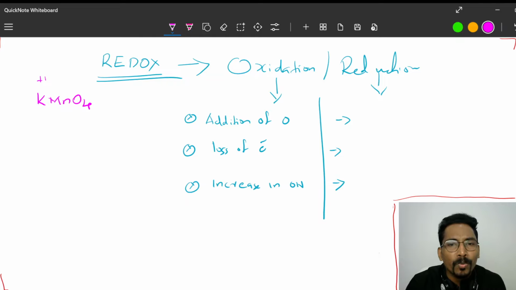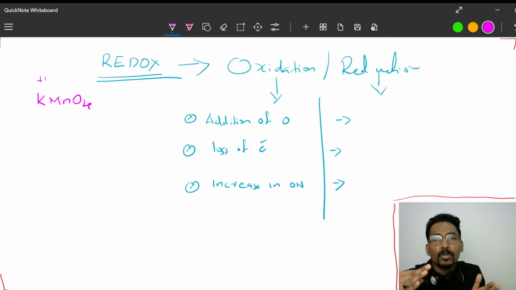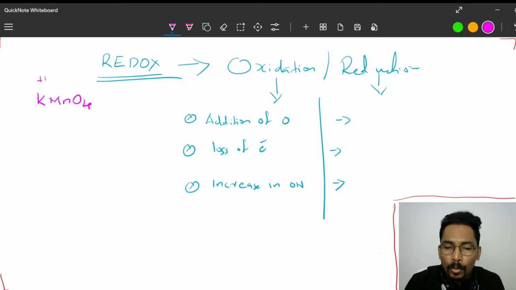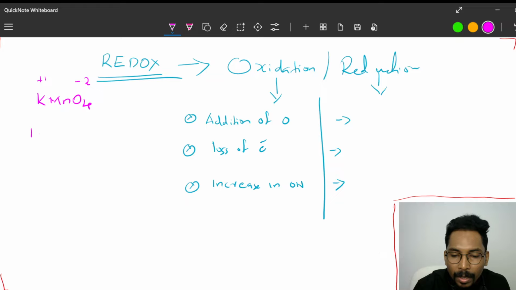All the elements in group 1 will have plus 1 oxidation state, and the charge of oxygen in most cases is minus 2. Only in some cases like peroxides and superoxides it will be different. So oxygen is minus 2. You can assign x for the element for which you are going to find the oxidation number. So here potassium is plus 1, so 1 plus manganese, I am giving x.